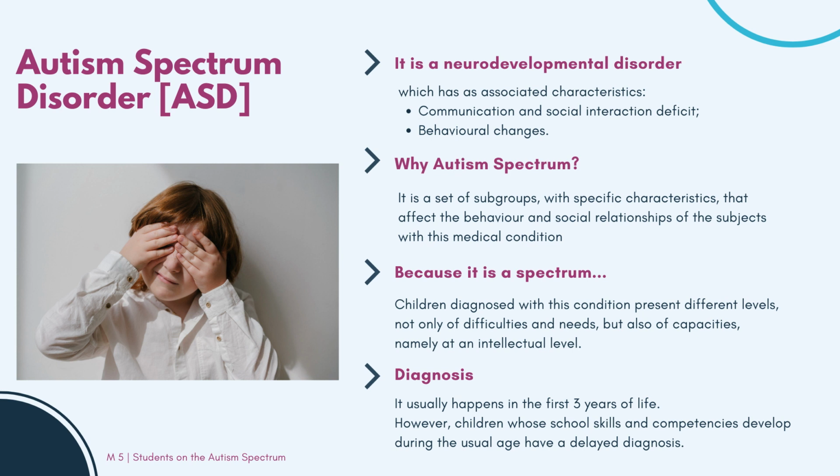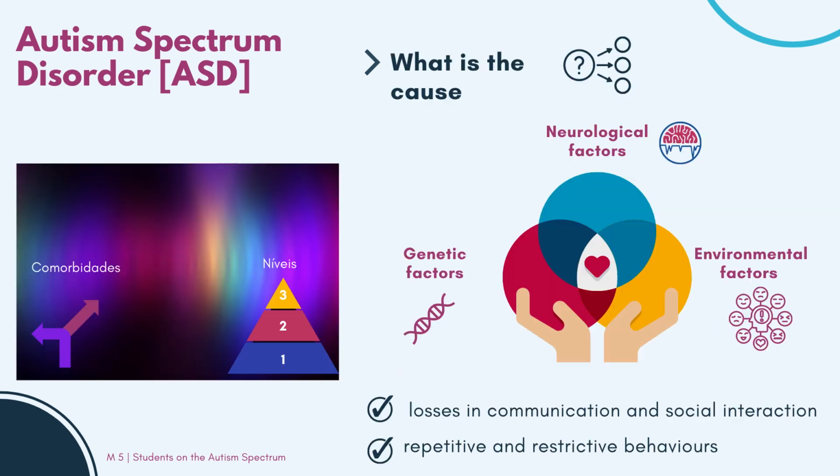Diagnosis. It usually happens in the first 3 years of life. However, children whose school skills and competences develop during the usual age have a late diagnosis. The spectrum is so broad that there is the possibility of people with mild symptoms of autism spectrum disorder being diagnosed as adults, which makes not only the intervention but also the allocation of supports that benefit them difficult. Science has not yet discovered the real cause of this disorder, but there is a consensus that a combination of genetic, neurological, and environmental factors may underlie this medical condition.